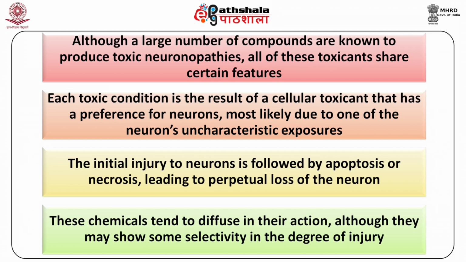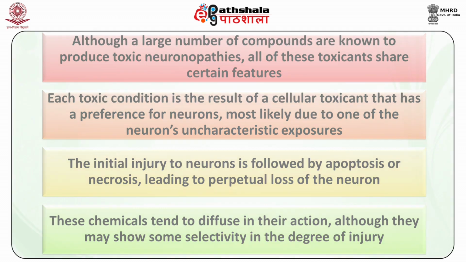Although a large number of compounds are known to produce toxic neuropathies, all of these neurotoxicants share certain features. Each toxic condition is the result of a cellular toxicant that has a preference for neurons, most likely due to one of the neurons' uncharacteristic features of exposure. The initial injury to neurons is followed by apoptosis or necrosis, leading to permanent loss of the neuron. These chemicals tend to be diffuse in their action, although they may show some selectivity in the degree of injury.